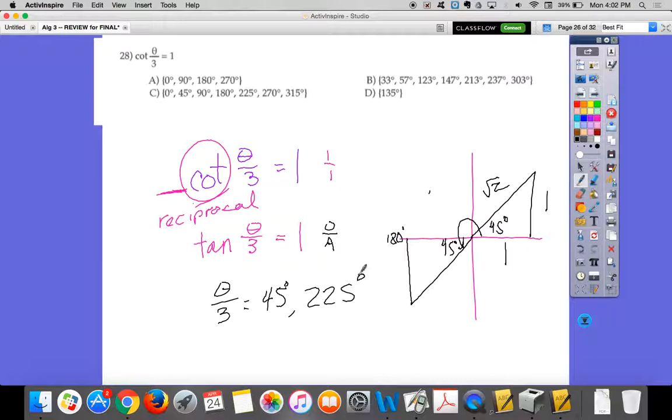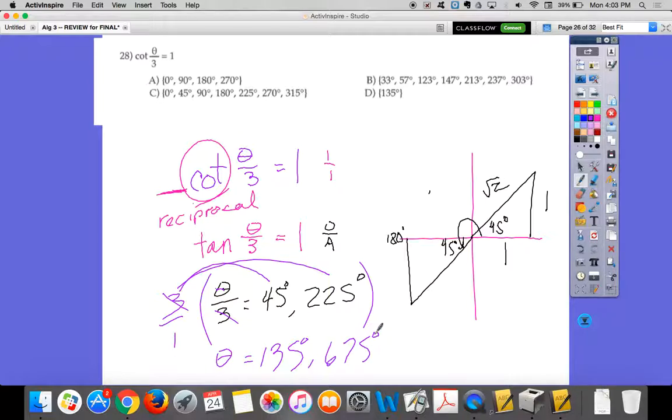Now, you don't have to do multiple circles here, because this is not an integer coefficient. You're actually dividing your angle. So theta divided by 3, to undo that, to do the inverse, you must multiply everything by 3, or the reciprocal, okay? So now these reduce, which is your goal, to get theta by itself. So we need to distribute the 3. The 3 needs to be multiplied by these. So 45 times 3 is 135. And then you're going to have 225 times 3, and it's 675. And everything looks great.